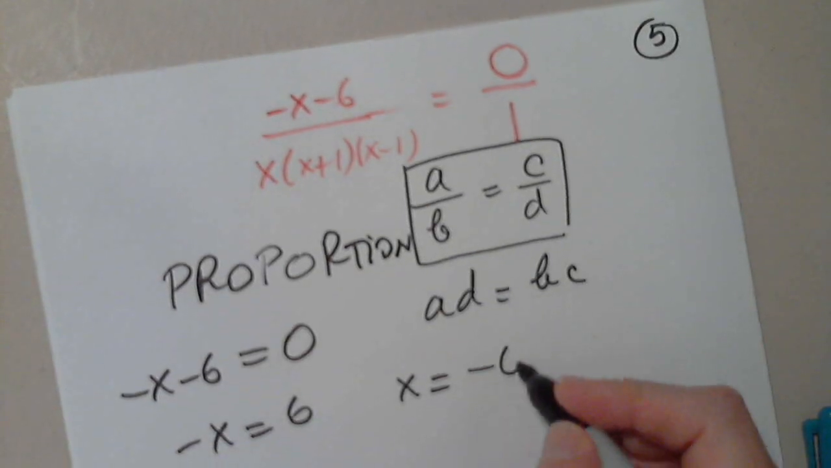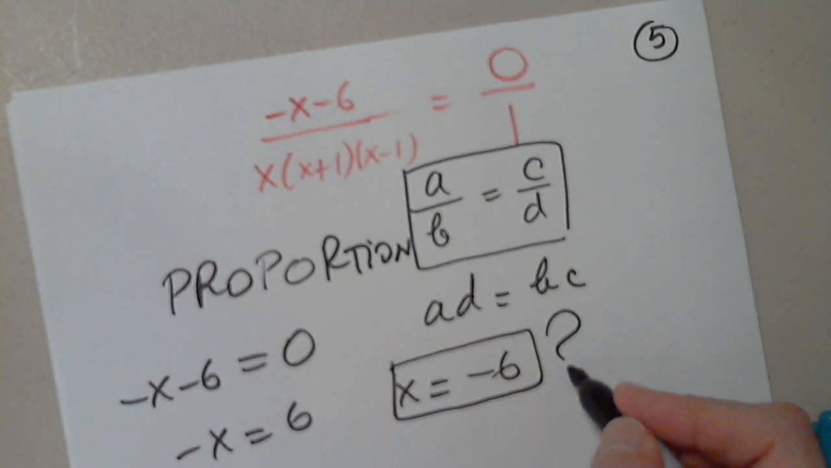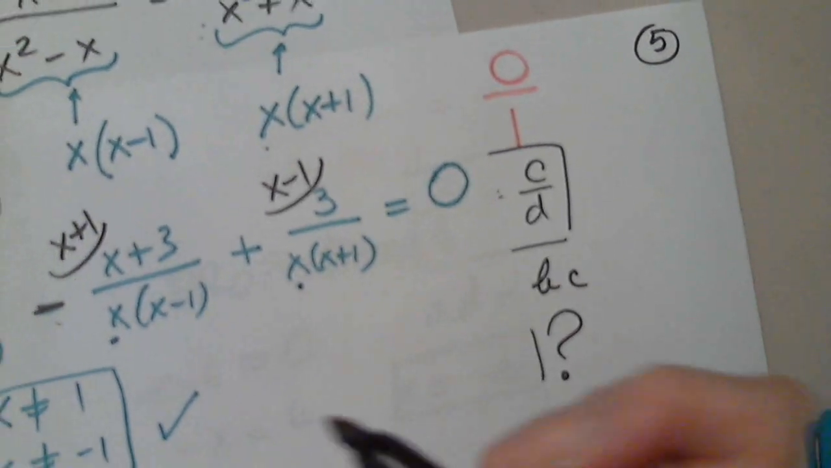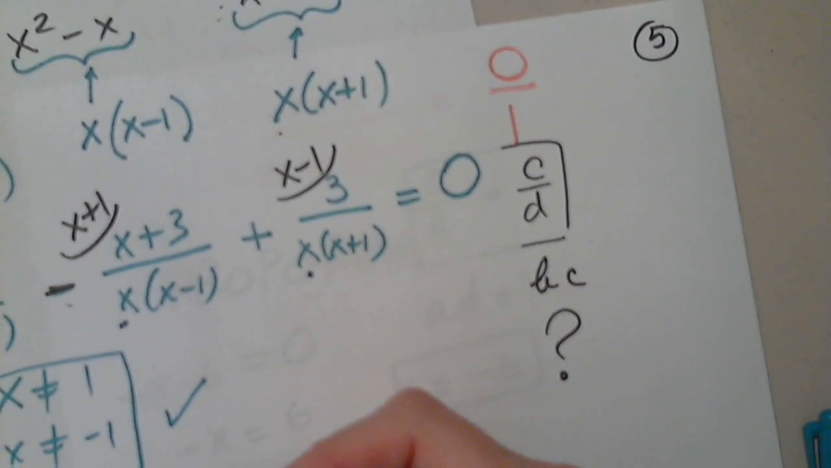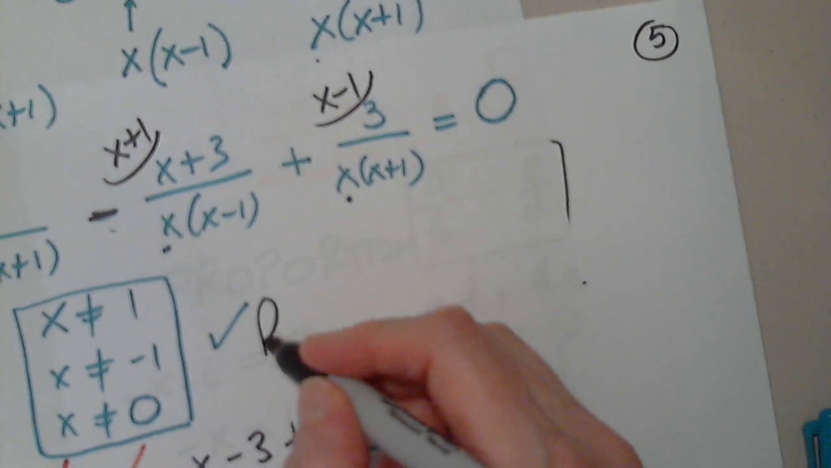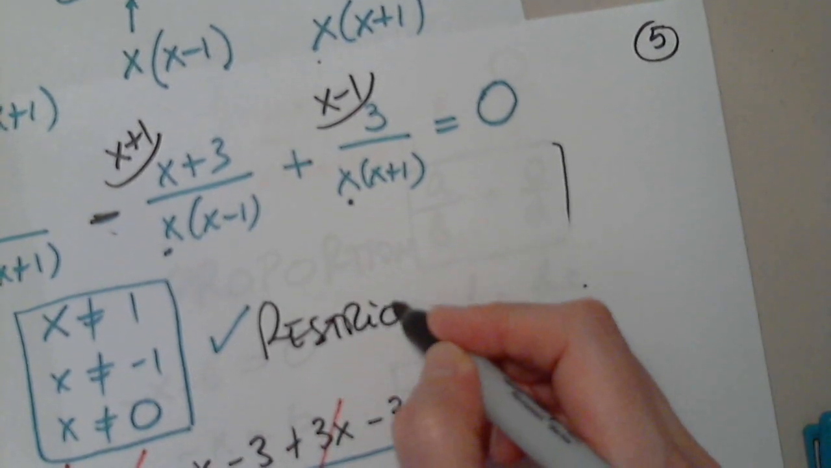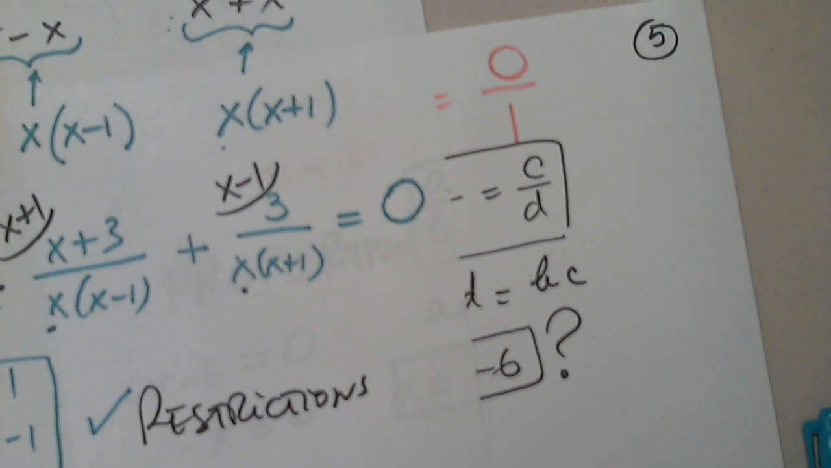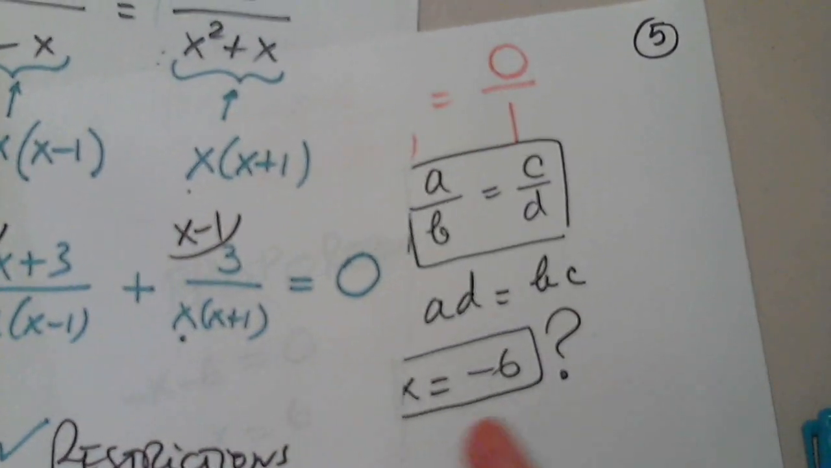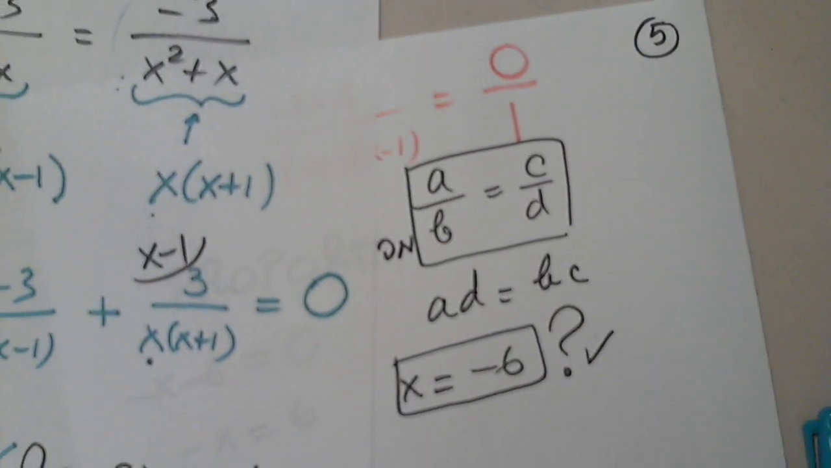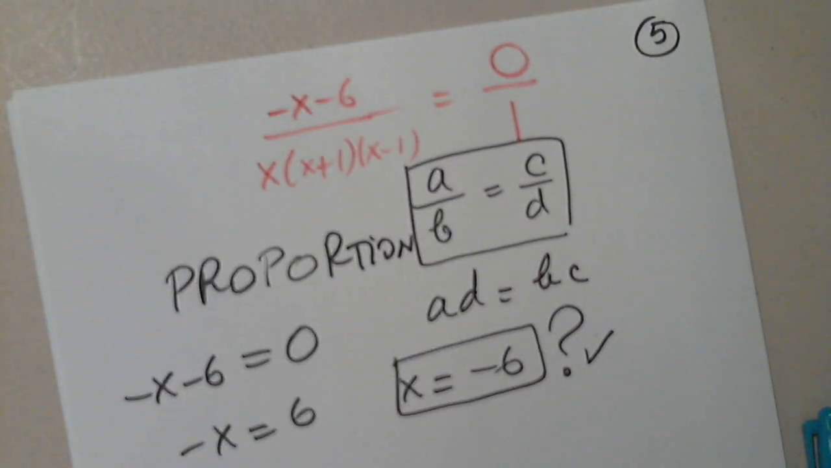Negative 6. Excellent. But the first question I have is: is negative 6 among the list of restrictions? No, it's not. If it is, I'll say no solutions. But if it's not, I'll say this is it. It's the only one. There is no other. Any questions? How do we feel so far?